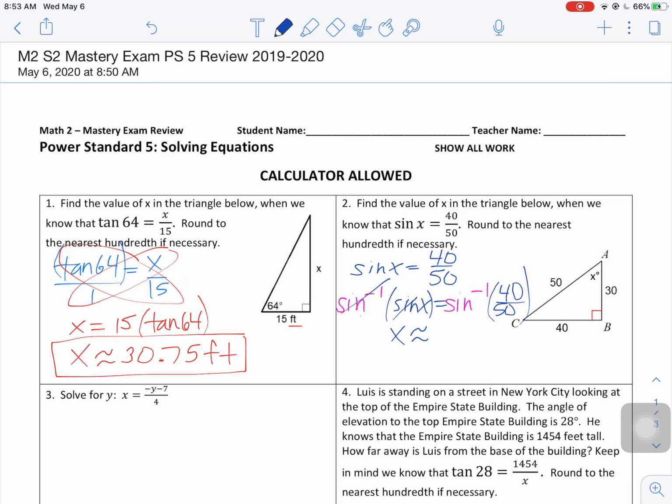And then 40 divided by 50, and then we're rounding to the nearest hundredth. And in my calculator, I get 53.130, so that 0 tells me to stay the same as opposed to rounding up. Since I just found an angle measure, I'm going to add a degree symbol on my answer for my units.